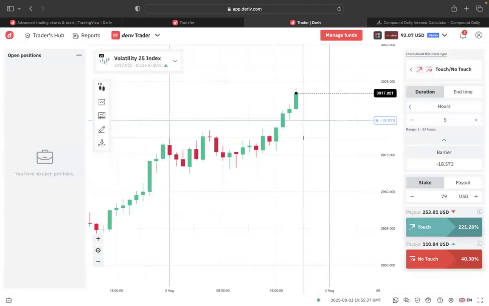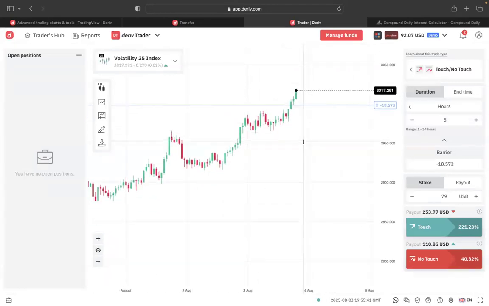I'm just going to be placing, please mute your mic if you're not saying anything, one trade per day. Imagine I'm just going to say 24 hours. The higher the duration, guys, the safer the trade. The safer the trade, the higher the duration.